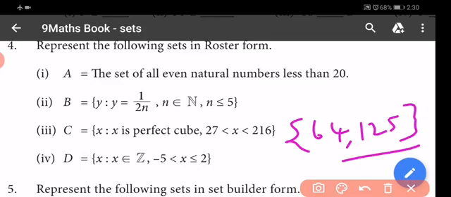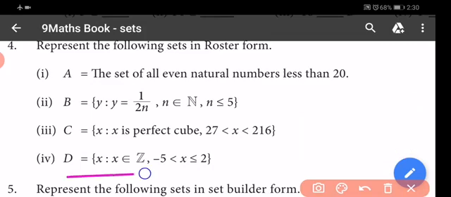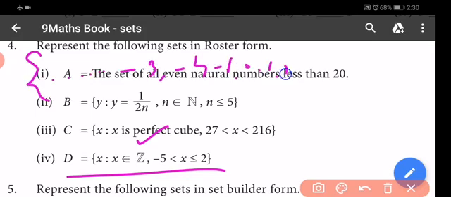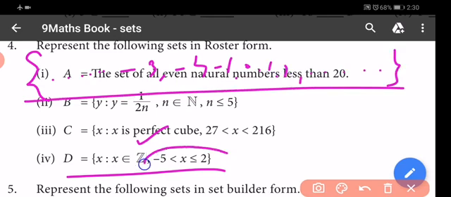Okay, and the fourth one, for all x such that x belongs to Z. What is Z? Z is integers. If Z is integers, we start with -3, -2, -1, 0, 1, 2, 3, etc. These are all integers, but there is a condition. What is the condition? -5 less than x.